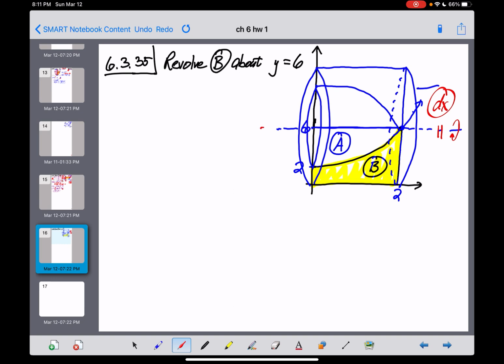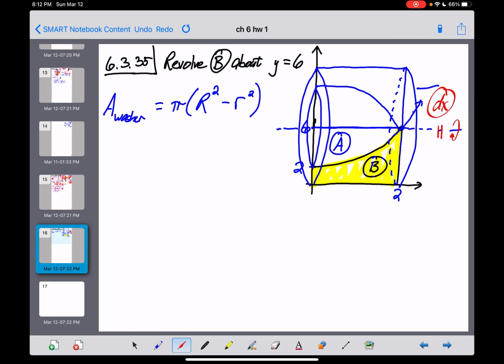Second thing we need to worry about, discs or washers. Are we flush up against the axis of revolution, or is there a gap? Well, there's a whole bunch of gap right there, guys. This thing's kind of hollow inside. So we're going to be dealing with washers for our cross sections. So let me get started then. The formula for the area of a washer is pi times the quantity big R squared minus little r squared. Okay, then let's start working on big R and little r.